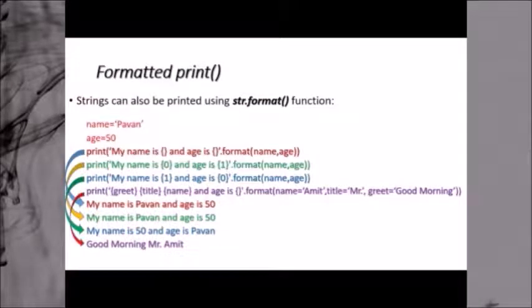There is another way of print statements also, that is called the format method. Strings can be printed with the help of the str format function. Say I am having two variables, name and age, and I want to print Pawan and 50, that is, my name is Pawan and age is 50. So in place of printing the values, I am using the curly brackets, and after this I am using the format function, dot format, and the values I want to print: name, comma, age.